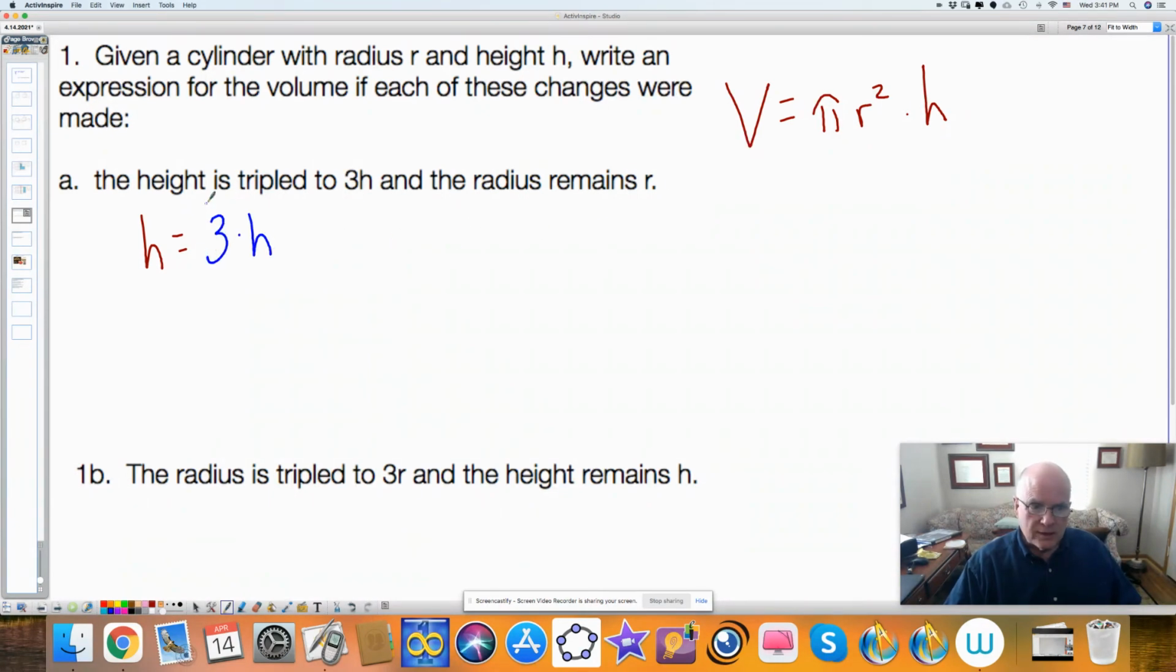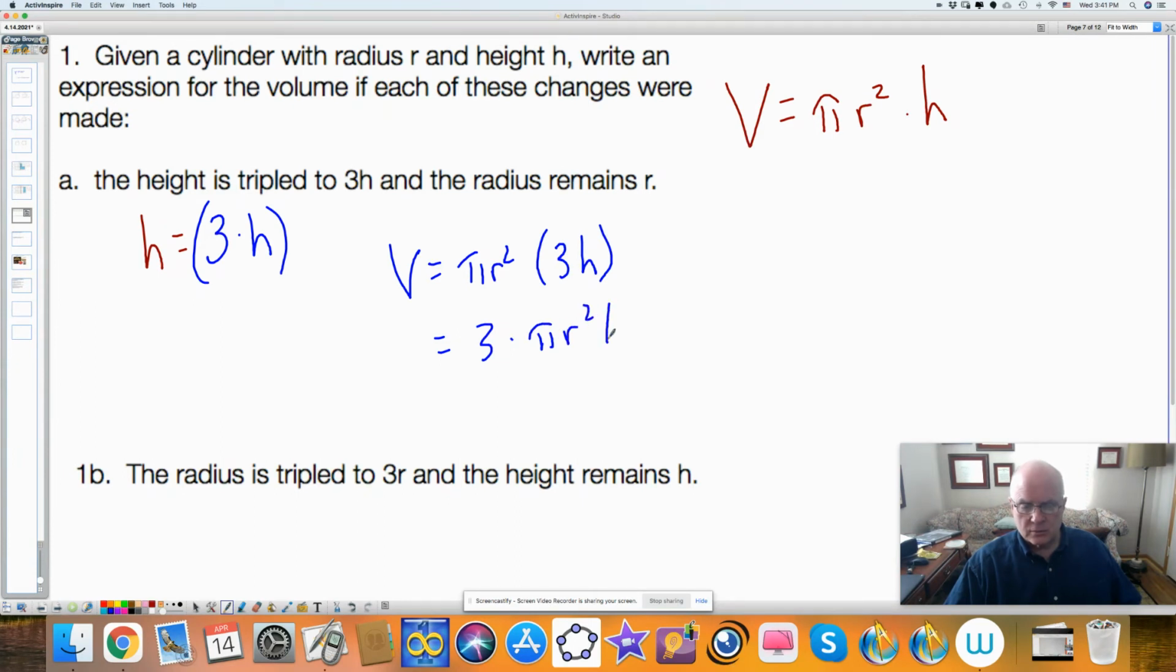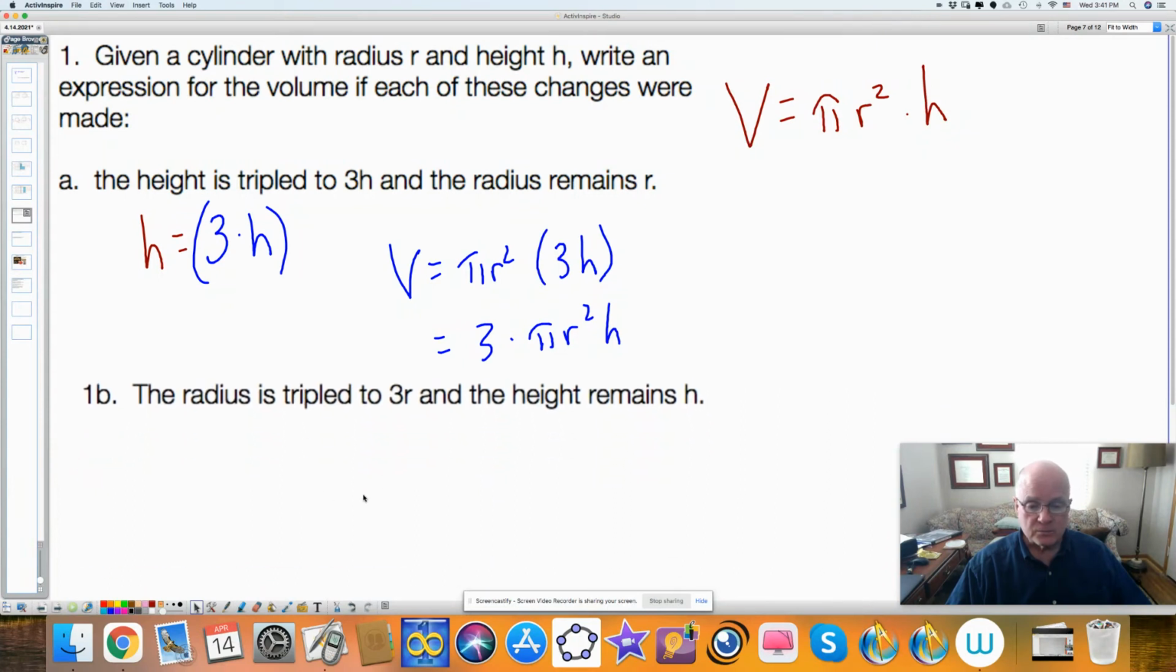So when I plug in this for h, I get volume is equal to pi r squared times 3h, or 3 times pi r squared h. I'm scaling up one of the linear factors, and so the whole volume goes up linearly. It goes up by 3. What if instead we tripled the radius? So I'm going to substitute for radius.